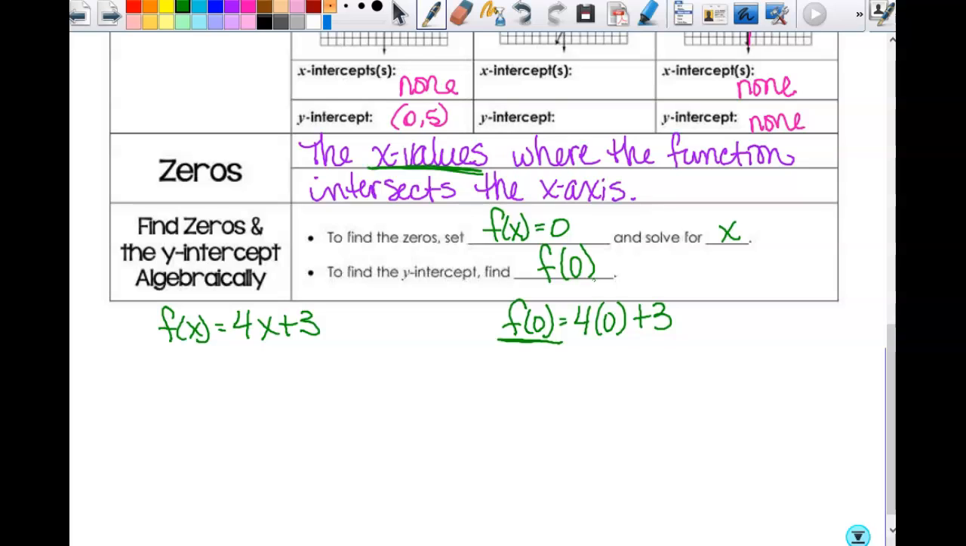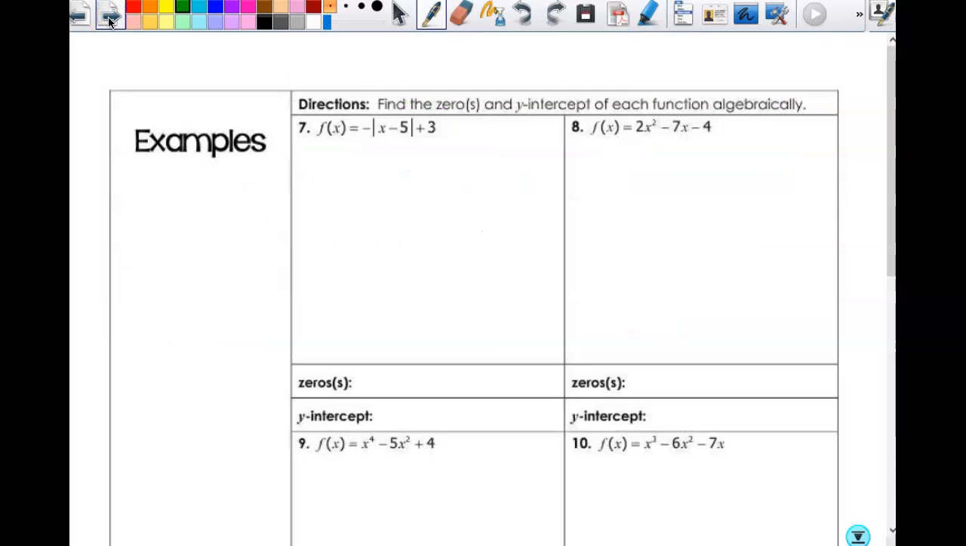All right, flip it over. Y algebraically. So we're going to start with the zeros. So we set f of x equal to 0. So we get 0 equals negative absolute value of x minus 5 plus 3. Okay. Right here is negative, so I'd rather make it positive. I'm going to move it over. Value of x minus 5 equals 3.